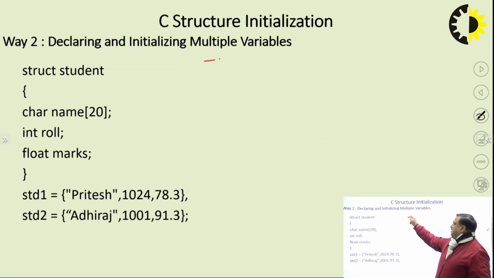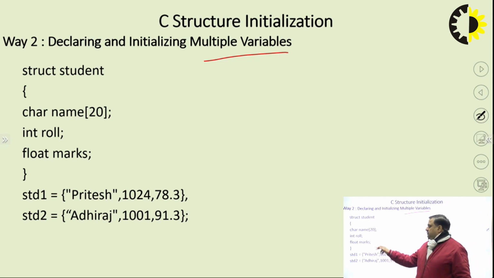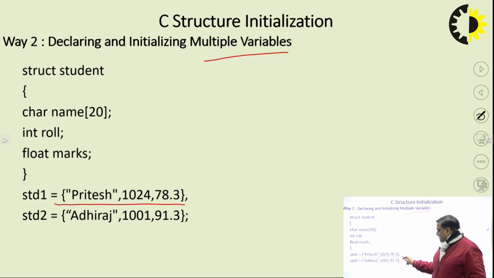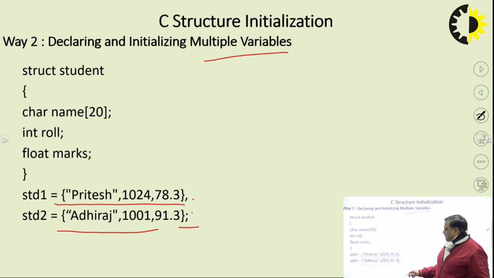Another way is declaring and initializing multiple variables. Here we have one student's data separated by comma, and then another student's data, closing bracket and semicolon. Here we have closed the declaration and initialization of the structure. So n number of variables you can declare separated by comma. You need to remember that if you are going to declare multiple variables while declaring a structure, then you need to separate them using the comma operator.